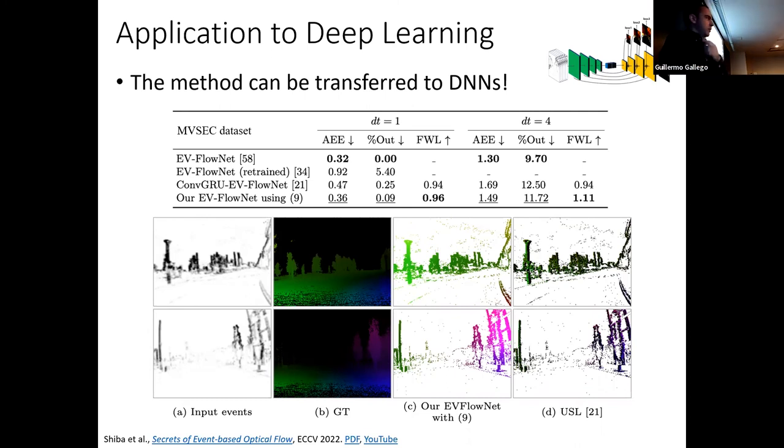For the optical flow, it took, I think, around 9 seconds because we are processing millions or several million events from the DSEC dataset.